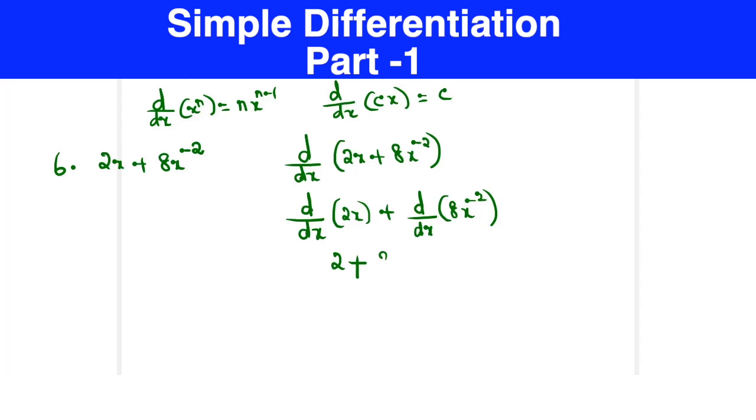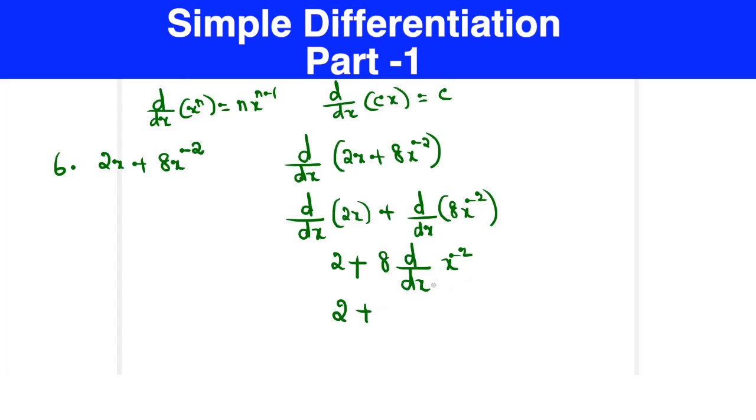I am taking 8 outside the window. So it is d by dx of x power minus 2. Now how we treated the whole number and the fractions? The same way, if the n is a negative number also, the rule is going to remain the same. So 2, I am going to keep it as such.